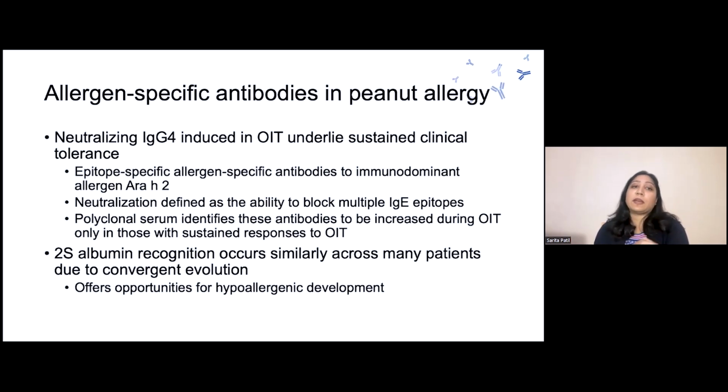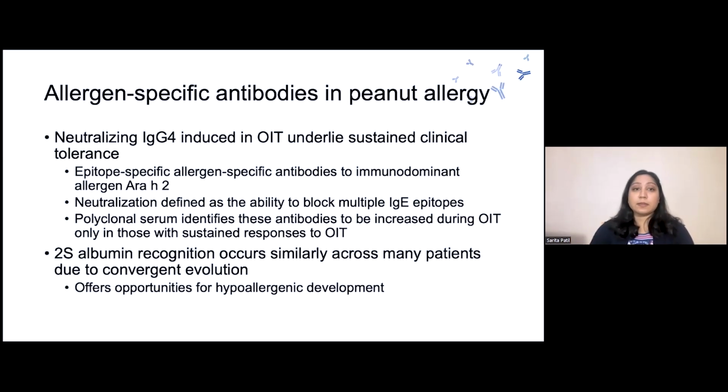And so just to summarize, we've identified neutralizing IgG4 antibodies in oral immunotherapy, and these are epitope-specific, allergen-specific antibodies that can block multiple IgE epitopes, and therefore in a very potent and complete way sequester allergen away from IgE activation of effector cells. And we can show this using in vitro basophil activation, which I didn't have time to go into today, but which we used in the first paper. And then also using murine models with humanized Fc epsilon R1 receptor on their effector cells. We also can use other tools like hypoallergens and BCR repertoire analysis to look at convergent evolution and understand allergenicity on a population basis.